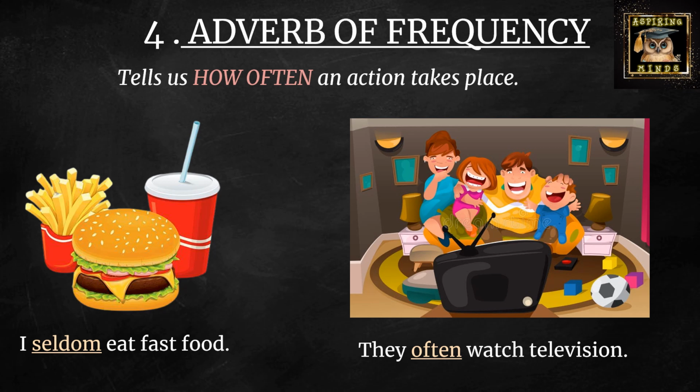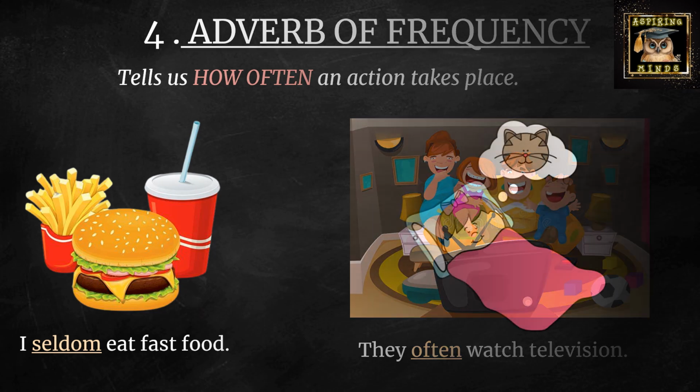In the second case, we all have a chance once in the day to sit and enjoy some favorite show with our family, right? So that is why the picture is there, and the sentence is describing the picture. They often watch television. Now the word often is telling you how often this action takes place. That is why the word often becomes adverb of frequency.